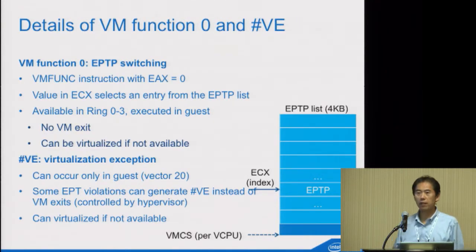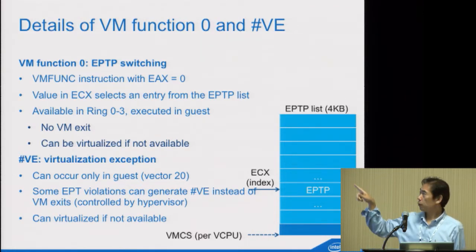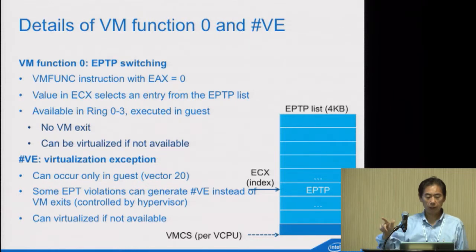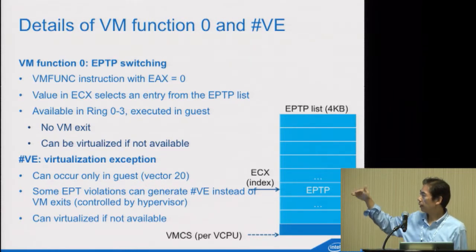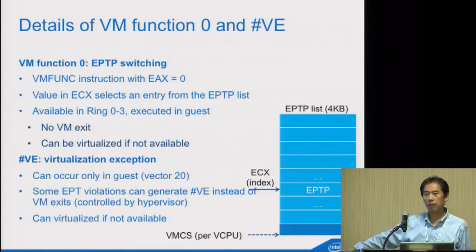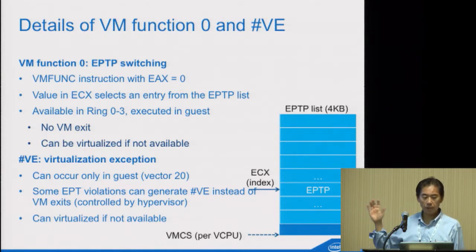So this is a detail of VM func. VM func 0 is EPTP switching. 0 means we set the EAX to 0, and the ECX points to the index in the EPTP list, which is 4K bytes and is pointed to by the VMCS. So if the guest does VM func with 0 and the index, then upon that instruction, this EPT will be used.